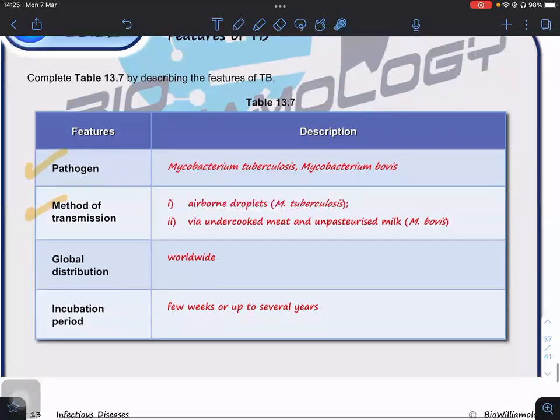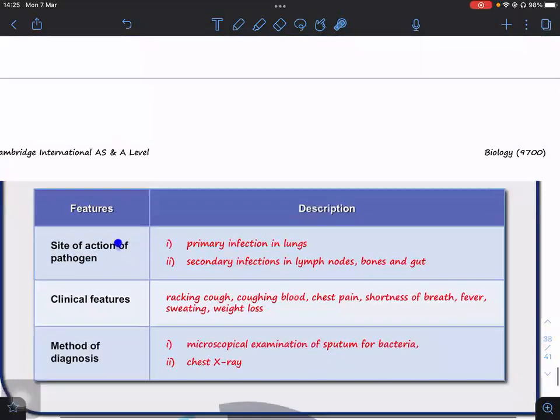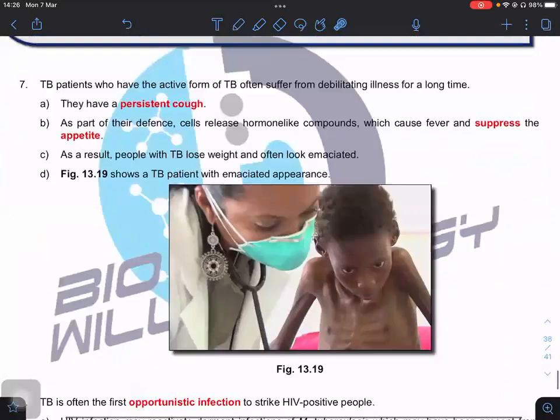So incubation period and global distribution are not important, but we do know that the site of infection is primarily the lung, but it can spread to lymph nodes, bone, and the gut. Okay, it can spread. Mycobacterium tuberculosis can actually spread all over our body.